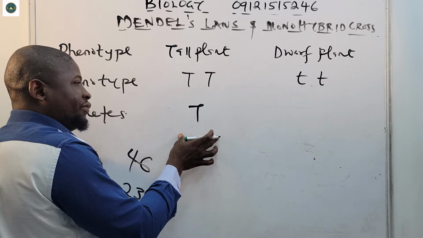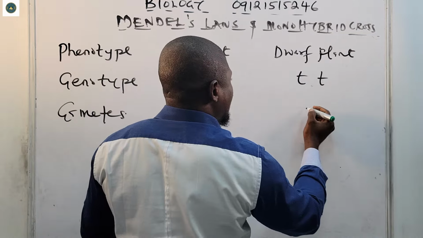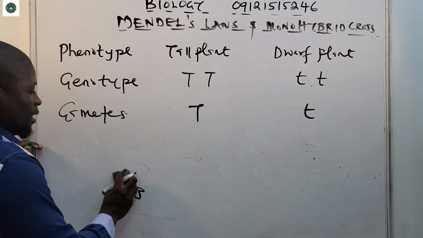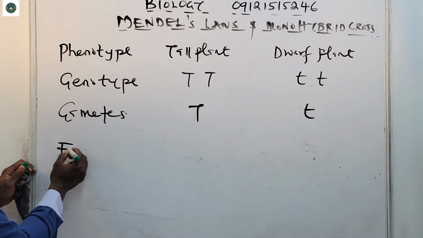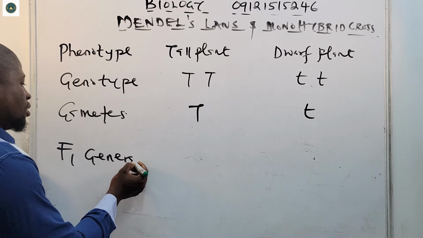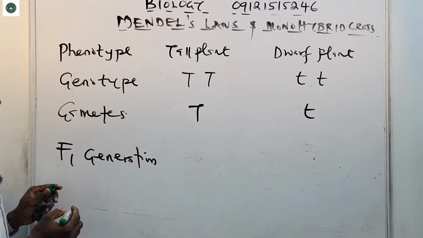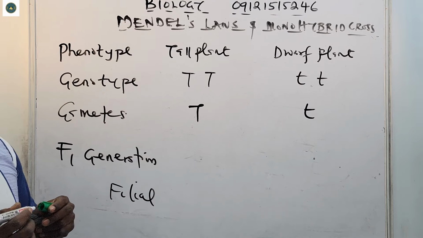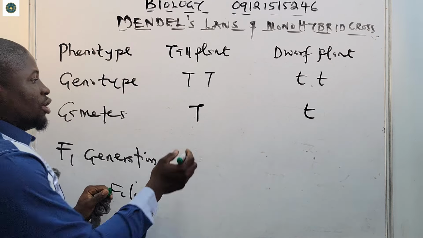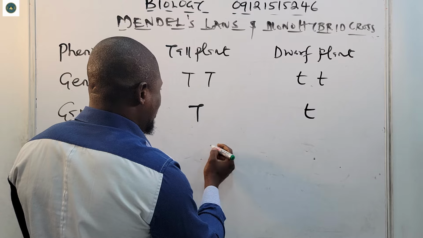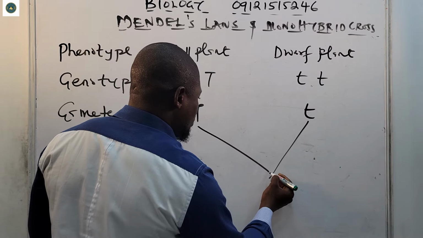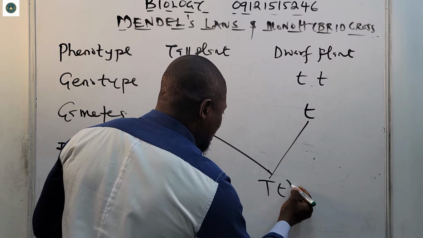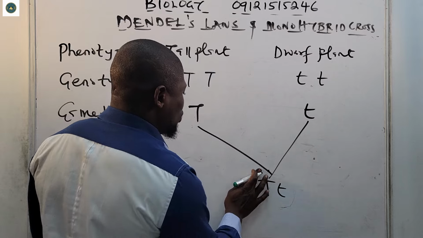It will have half of it, okay? Then for the dwarf plant, it has this, okay? So now, in our F1 generation, this one is called the first filial generation, all right? So in our F1 generation, if they combine, this will combine with this, what do I want to have? I want to have Tt, all right? So this is what I'm going to have.